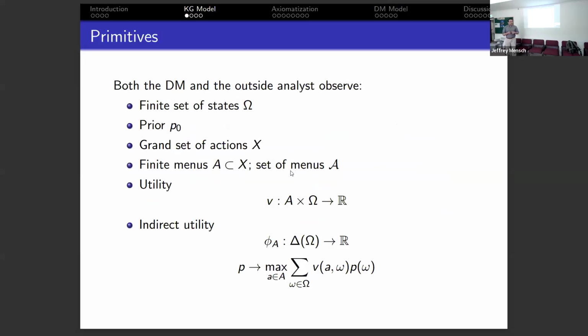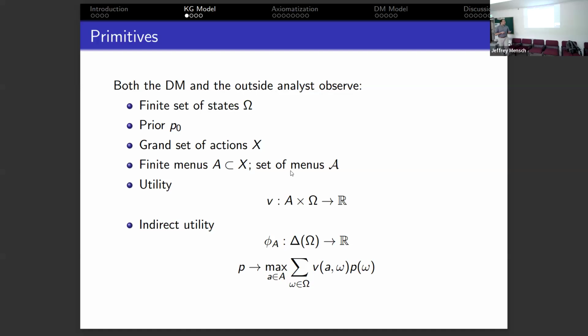Great. Okay, so the model is something very straightforward, and it's one that you're all familiar with. What I'm assuming is that both the decision maker and the analyst know the states of the world. There's some prior P naught. There's some grand set of actions, which I call X, from which finite menus are drawn. And there's going to be a utility function which maps from actions and states to real numbers. This is the utility function for the decision maker, who is, in our hypothesis, functioning as the receiver.